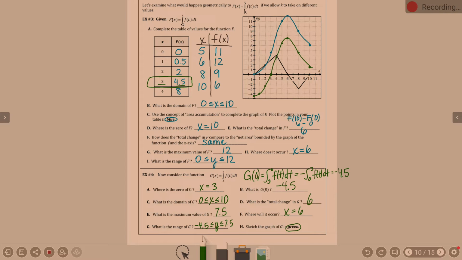The connection: if you think back here, let's examine what would happen if we allow k to take on different values. Here k was 0, here k was 3. Notice when k was 0, my ordered pair at 3 was 3, 4.5. What did we do here when k became 3? Well, now we moved the graph down 4.5. So there's that connection right there: because we changed k to 3, that translated my graph.